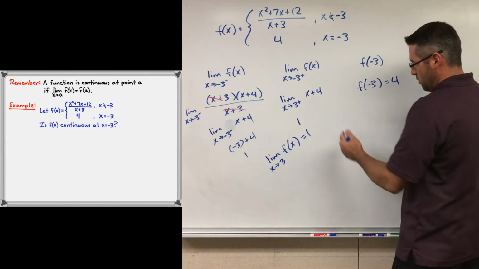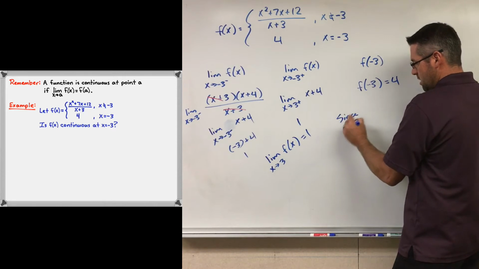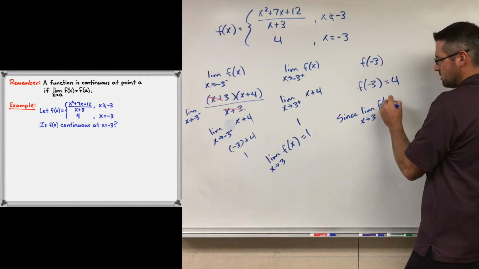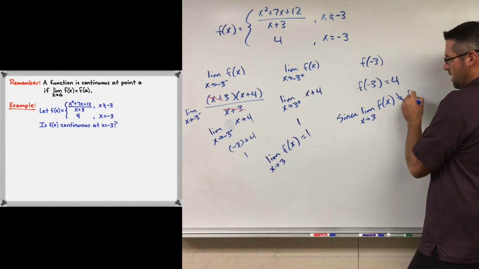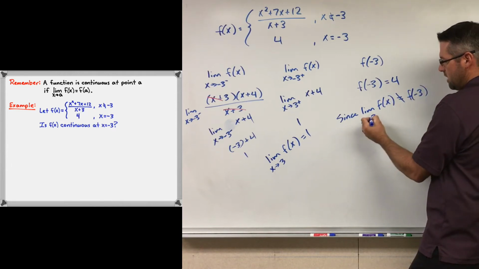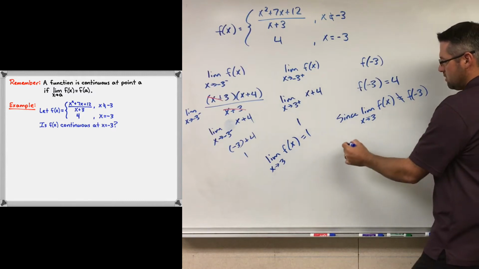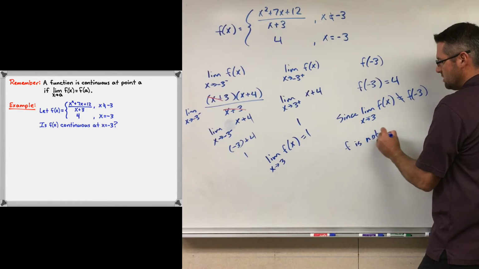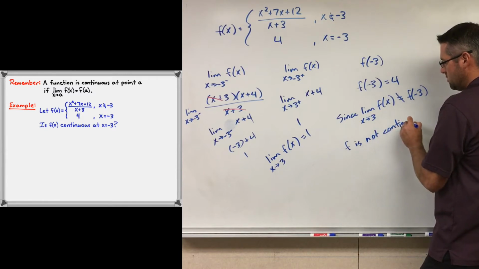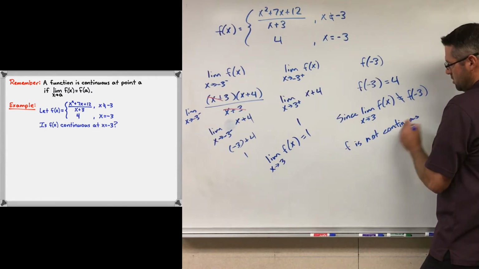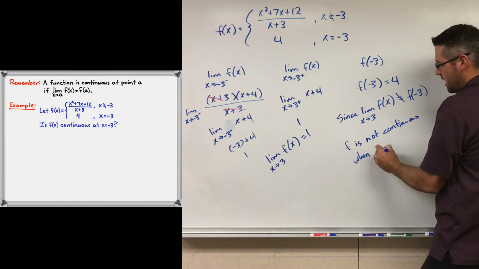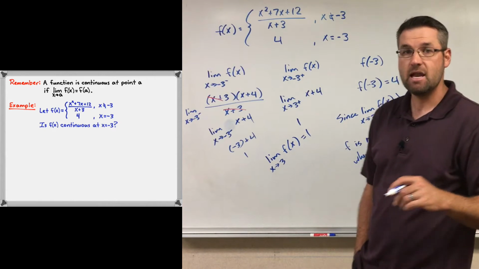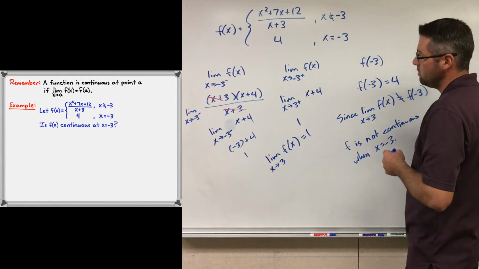What can we conclude? We would say since the limit as x approaches negative 3 of f of x does not equal f of negative 3, then we would say f is not continuous when x equals negative 3. Okay, so we did that. It's not continuous. Now the question is, what kind of discontinuity do we have?